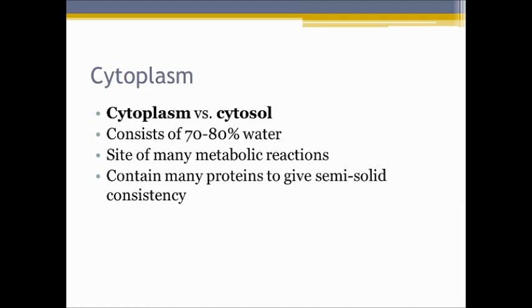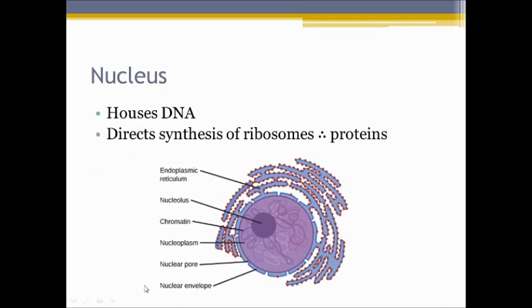And that semi-solid, jelly-like consistency comes from a lot of suspended proteins. The nucleus is the largest organelle in the animal cell. It's going to house all of the DNA, and it directs the synthesis of ribosomes, and therefore proteins. So within the nucleus is this nucleolus.